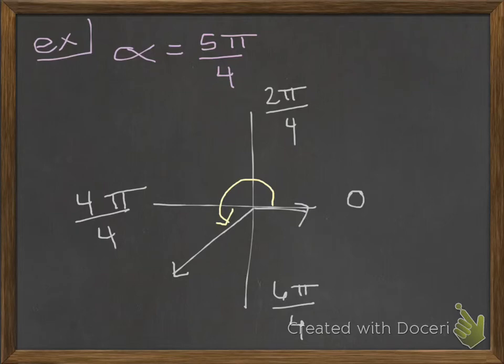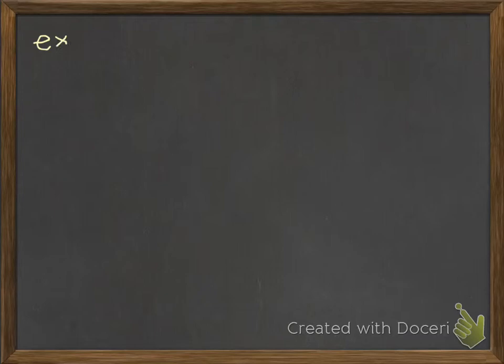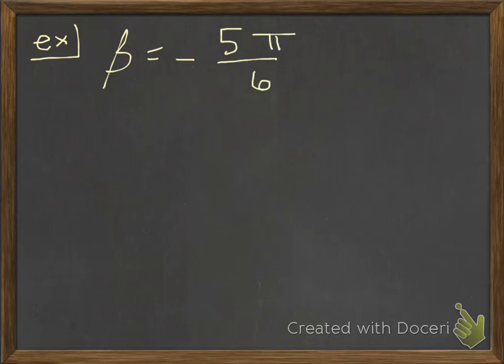So let's do one more together, and now we're going to talk about a negative angle. So this is a beta, that's the way we pronounce that, and let's do a negative 5 pi over 6 for this one. So we start the same way.